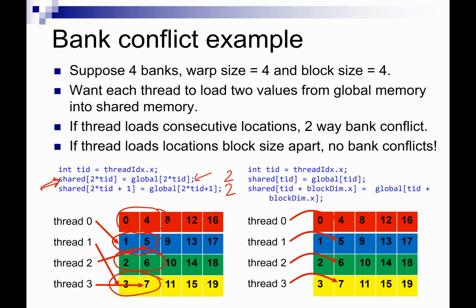So this is just an example of bank conflicts which can occur, which can really hurt your performance. There are often ways that you can get around these bank conflicts by reordering your operations or changing how your data is laid out. That can also help you avoid bank conflicts.